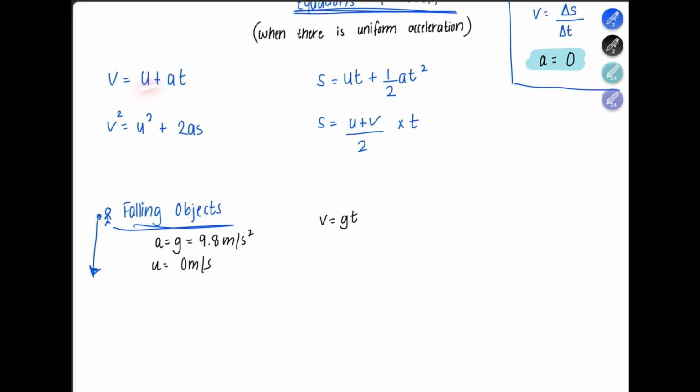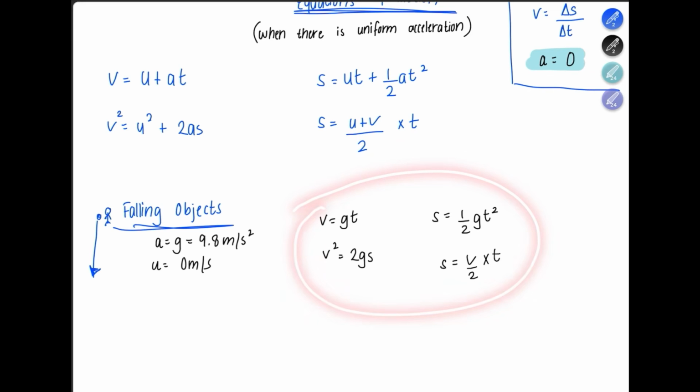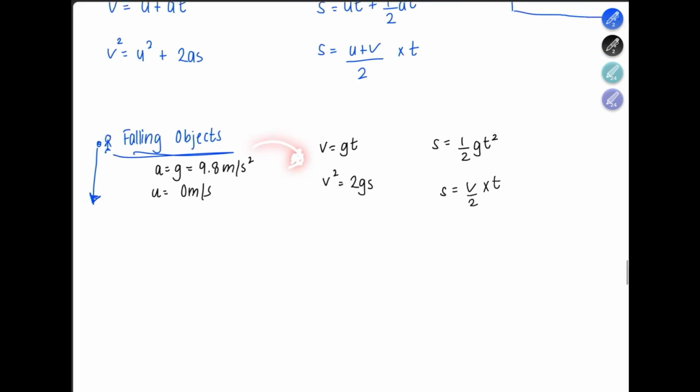Okay, v equals gt, because u becomes 0 and a becomes g, which is 9.8 meter per second square. For the second one, it's going to be v squared equals 2gs. The third one would be s equals half gt squared, and s equals v by 2 multiplied by t. So you don't have to memorize these equations, you just have to memorize the important 4 ones, but you can see that you can simplify your equations to solve some questions.